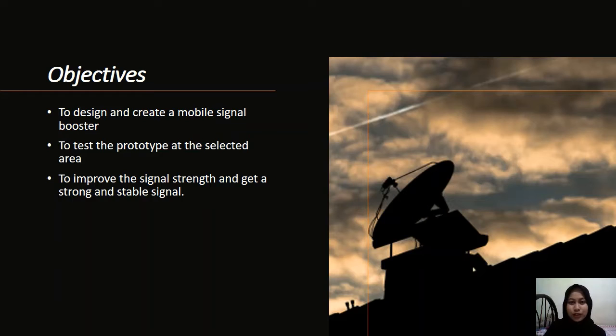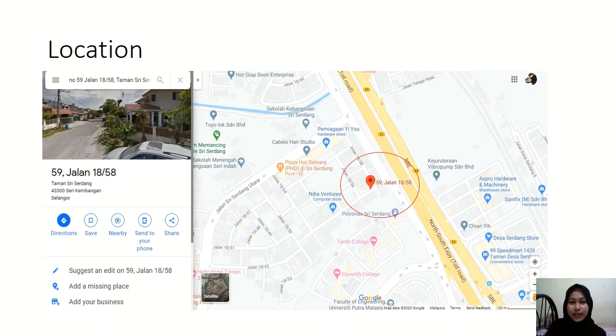So moving on to the objectives, there are three main objectives for this project. The first one is to design and create a mobile signal booster antenna, the second objective is to test the prototype at the selected area, and the last objective is to improve the signal strength and get a strong and stable signal in the house.